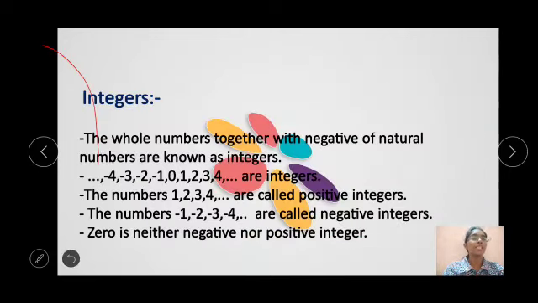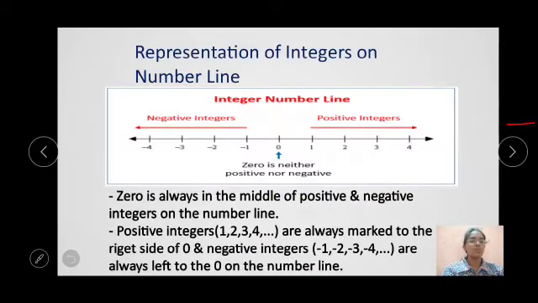Now next, the integers. The whole numbers together with negative of natural numbers are known as integers. So 0, plus or minus 1, plus or minus 2, plus or minus 3, plus or minus 4 and so on, all are integers. The numbers 1, 2, 3, 4 and so on are called positive integers. And the numbers minus 1, minus 2, minus 3, minus 4 and so on are called negative integers. And the 0 is neither negative nor positive.